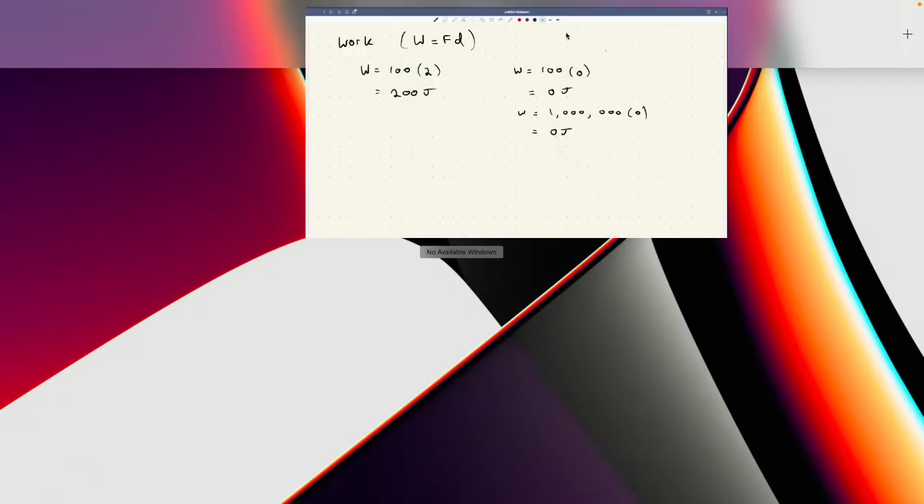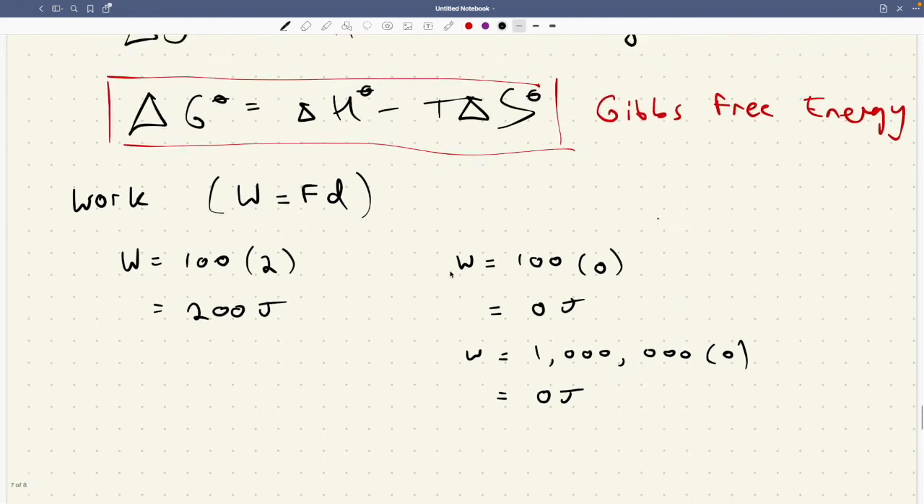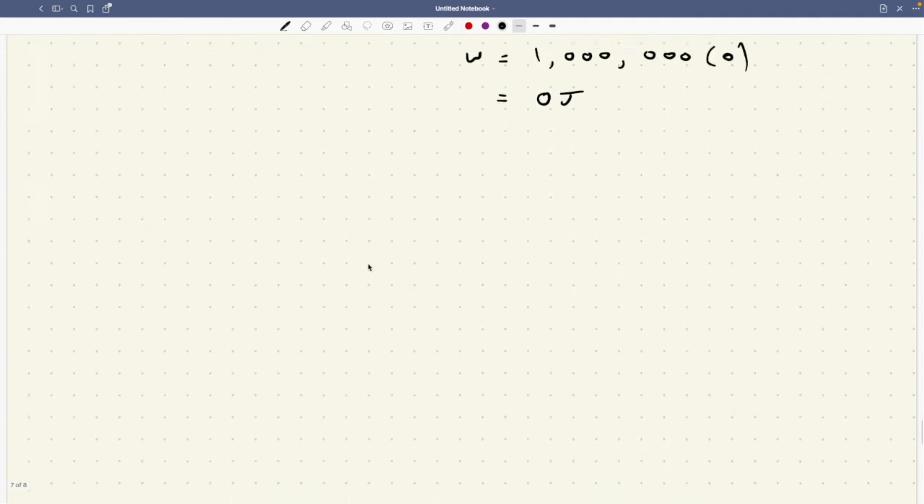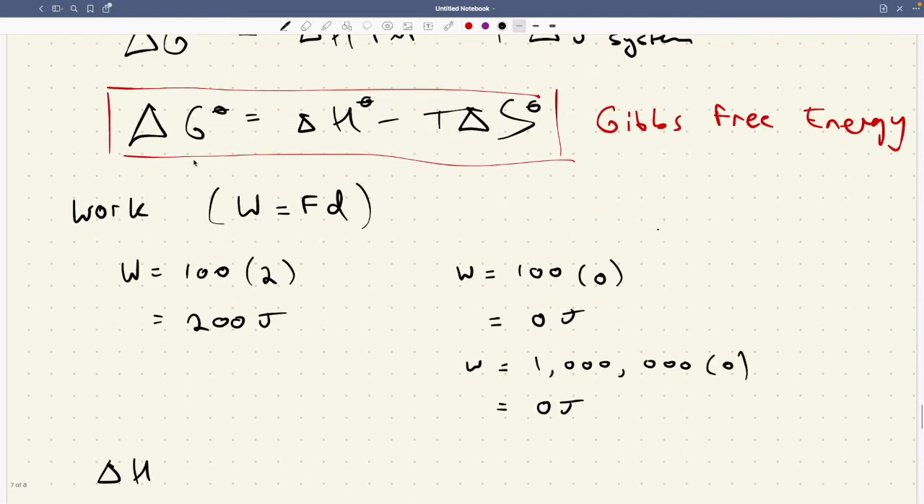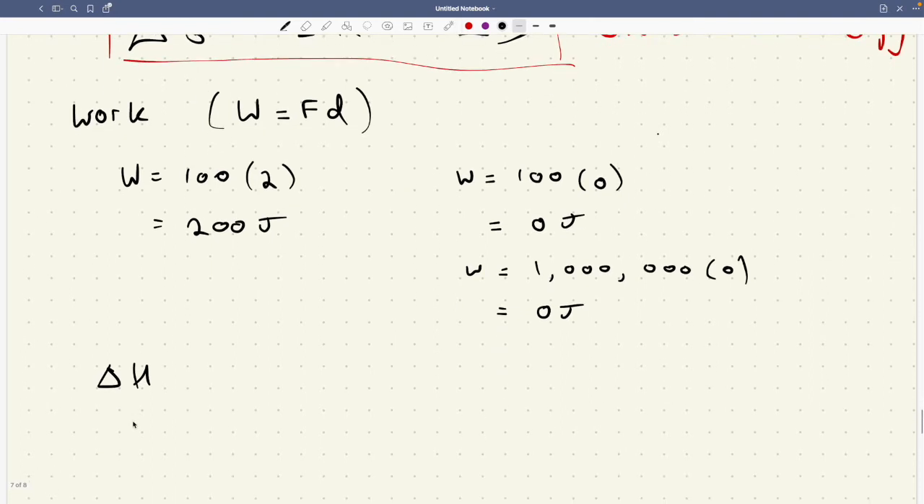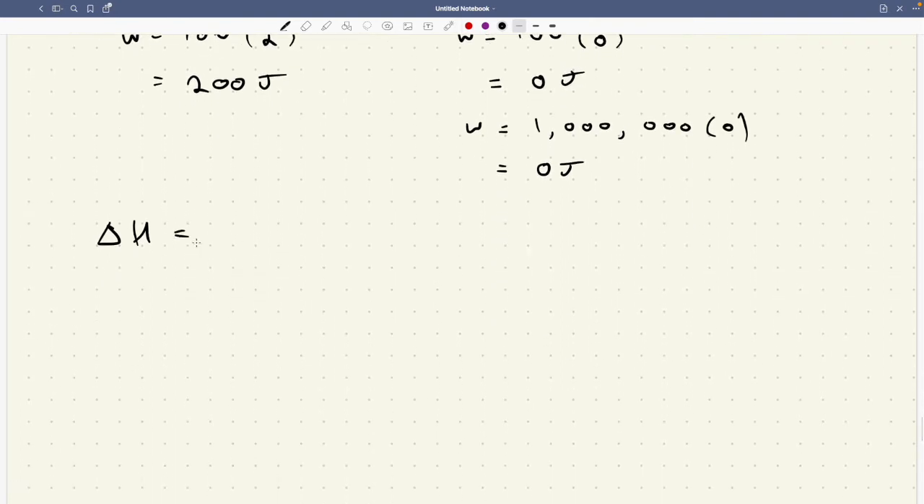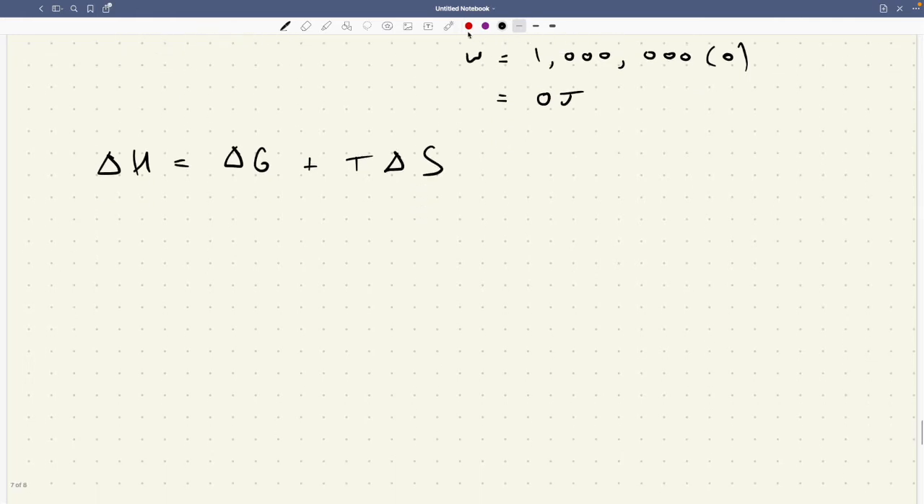Let's think about this in another way. If I rewrite the equation that we had up here, I'm just going to ignore the plimsolls for the time being, just to make it nice and easy. So let's rearrange it to make the enthalpy change the subject. We would end up with delta H is equal to delta G plus T delta S. Hopefully you agree with me there. So this is our enthalpy change.